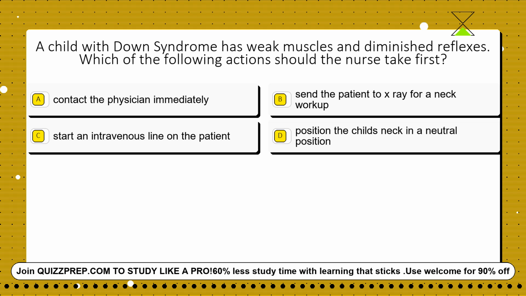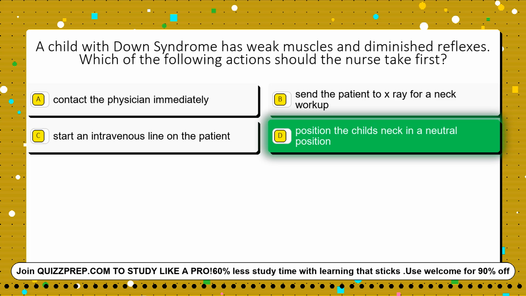Question 26. A child with Down syndrome has weak muscles and diminished reflexes. Which of the following actions should the nurse take first? Option A. Contact the physician immediately. Option B. Send the patient to X-ray for a neck workup. Option C. Start an intravenous line on the patient. Option D. Position the child's neck in a neutral position.